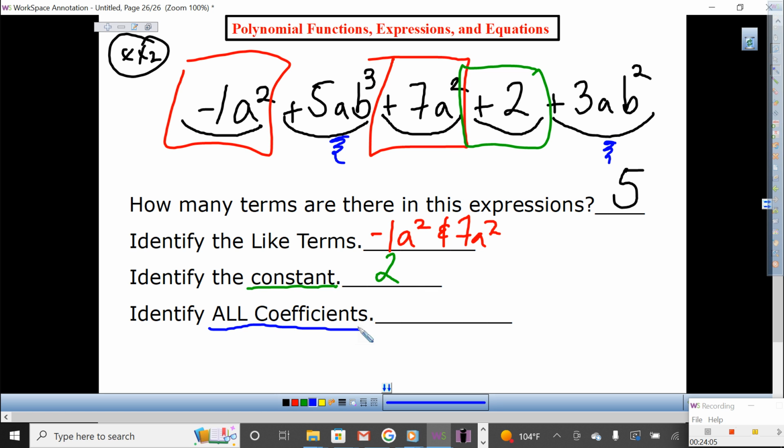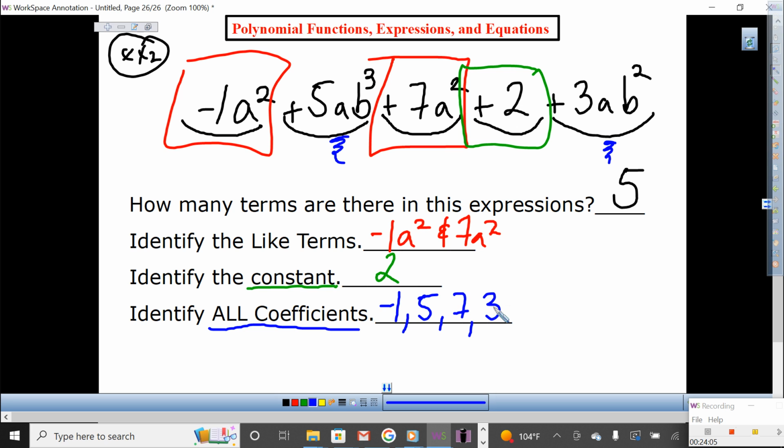And last but not least, all coefficients. Tell your neighbor what they got for their coefficients. See if they have the same thing as you. All right, Christopher, what'd you get? -1, 5, 7, and 3. Hands if you got that. All right, we got this, yes?